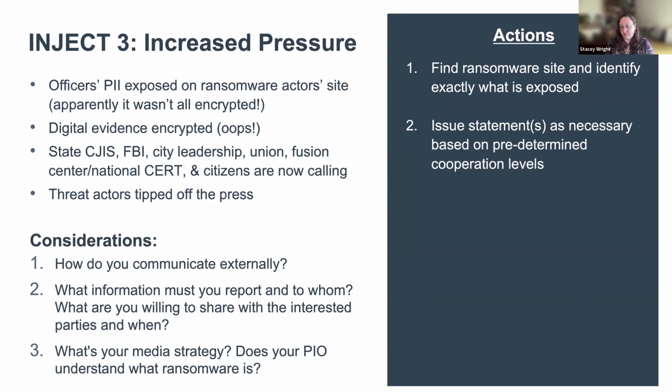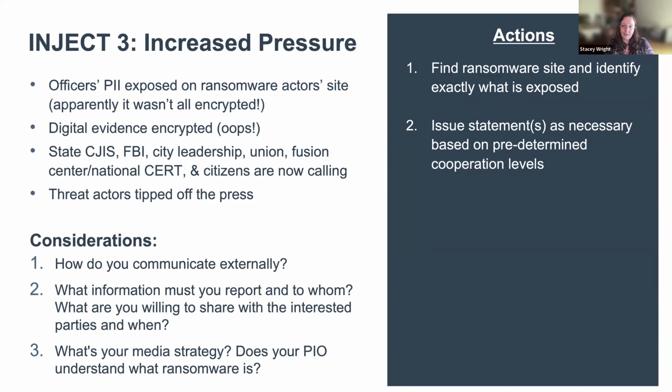If state CJIS or the FBI finds out about this and they start calling, what are you going to say to them? Especially when you're still trying to figure out what's going on during the incident, you haven't really got into the recovery stage yet. How do you actually communicate? So most of us tend to think, well, I'm just going to pick up my phone. But do you have hard copies of telephone numbers and other resources available?